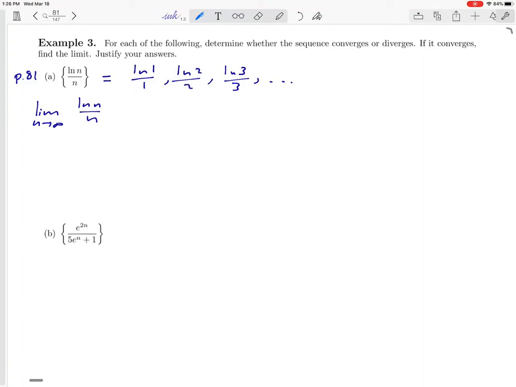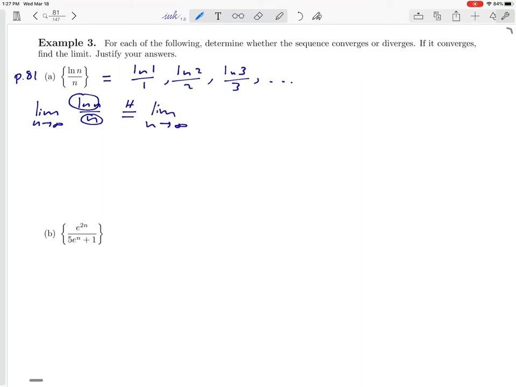Okay, and in a lot of these sequences, you'll notice that it starts out in the form infinity over infinity. As n gets really, really big and approaches infinity, the numerator and the denominator both are approaching infinity. Okay, which means that the tool that we want to use to take this limit is L'Hopital's rule.